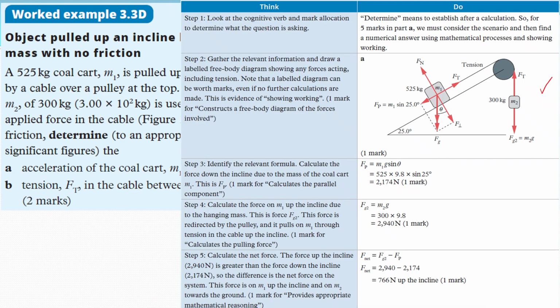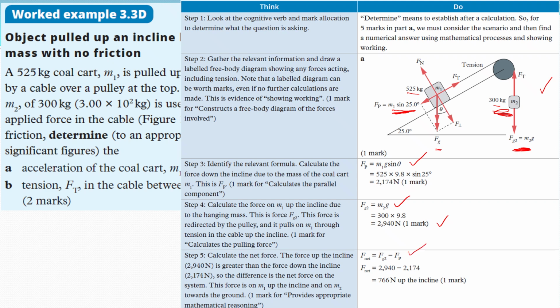First things first, free body diagram, because it helps us get our thinking right. 300 kilogram mass, 525 kilogram mass. We have our gravity here, we have our sine theta here, and we have the weight of this mass over here. So we're trying to find the acceleration of the coal cart, so we want to start finding our forces. We've got to find this force over here and compare it to this force over here because they're effectively opposing each other. So the parallel force, mg sine theta, is 2,174 newtons. The weight of the hanging mass, mass times gravity, 300 times 9.8, is 2,940 newtons. So you can see, despite having less mass, because it's all directed down, it's actually got a larger force.